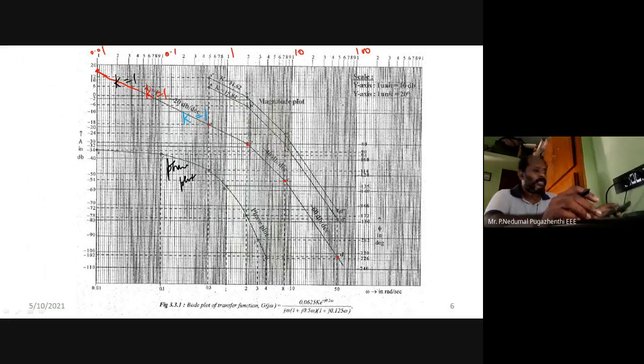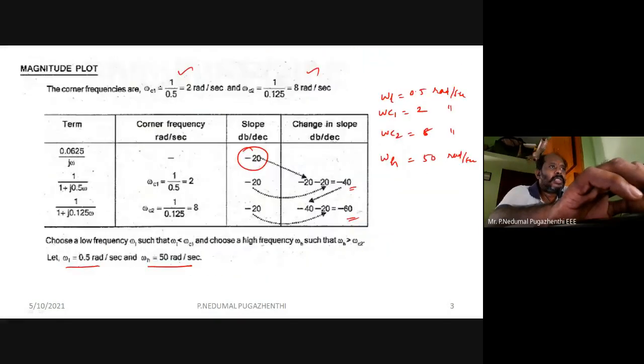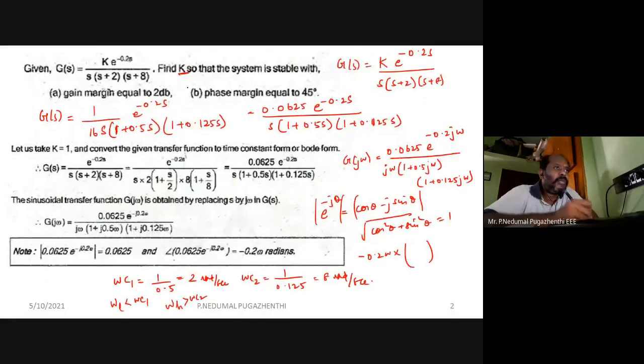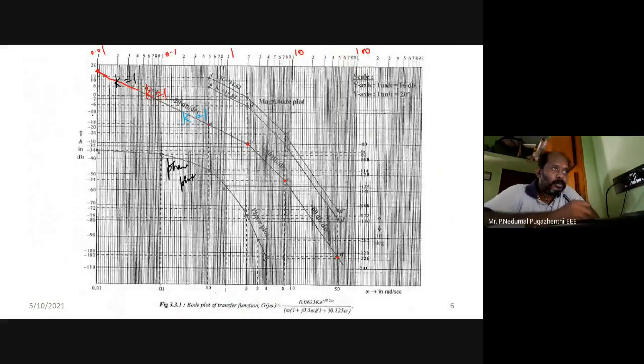Now I am provided with two cases. You can see in my statement, I have to find the value of k if my gain margin is equal to 2 decibels and phase margin is equal to 45 degrees. First let me see what is happening here when k is equal to 1. If I choose k equal to 1, it is crossing my point here. If I extend that, possibly it is around 34 degrees, maybe 34 or 35 degrees.